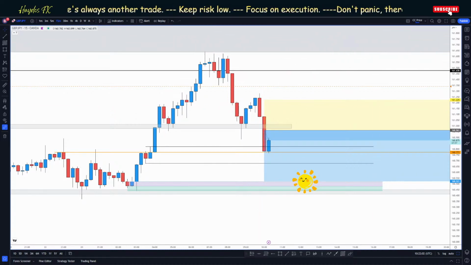Nice trade, mate. You can sleep like a baby now. I wish it was in my actual trading account. That would have been nice. Oh, that's right. That's a demo. Yeah.